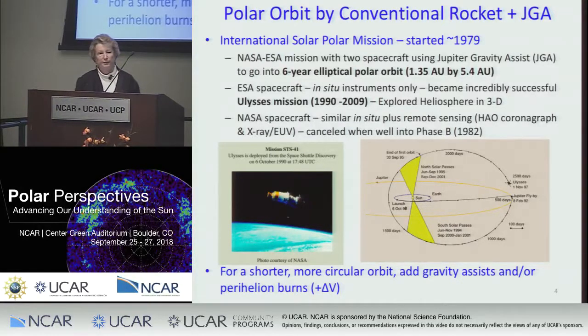And the ESA spacecraft survived. That became the incredibly successful Ulysses mission that gave us what we now know about the 3D heliosphere. And the NASA spacecraft was going to have similar in situ instruments, but also was going to have a coronagraph and X-ray and EUV, and that was canceled.